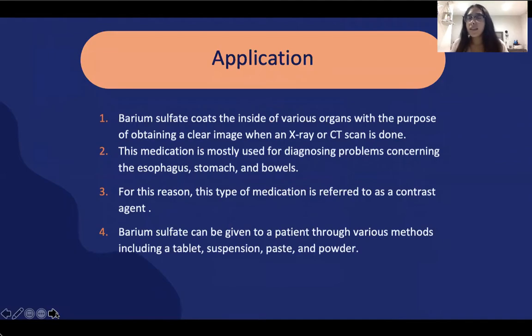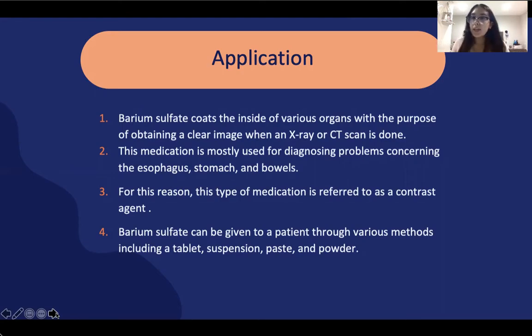It is used to coat the inside of various organs in order to obtain a clear image when a radiography exam, such as an X-ray or CT scan, is done. Most of the time, it examines organs in the gastrointestinal tract, such as the esophagus, stomach, or your bowels. This medication is seen as a contrast agent since it coats the organs and leads to them being a bright white color, while the rest of the organs in that area are a darker shade of gray or black, meaning you're able to clearly see that organ being examined in the X-ray or the CT scan.